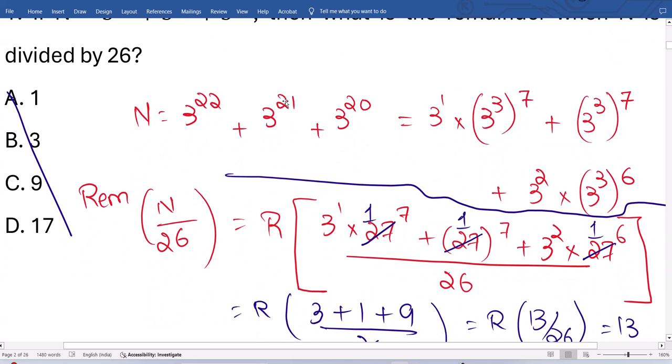It's addition here. Suppose 3 power 20 is 1000, then I'll say 1000 divided by 26, what is the remainder? But I don't know the 3 power 20 value. I'm not interested in finding that also because it will take more time. We can write it as 3 power 3 power.